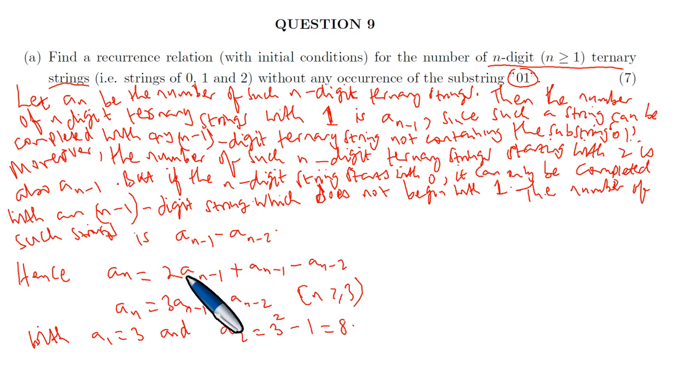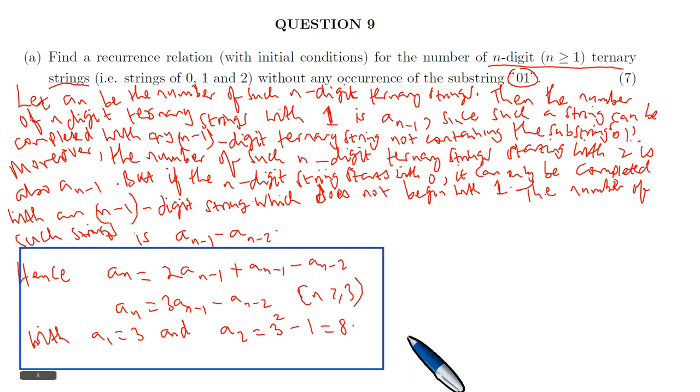So this is two. Why is this two? It is two because of the n-digit. Can you explain this part? Yes. Okay. I'm trying to explain that part.